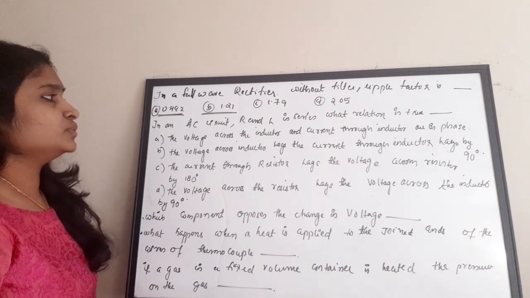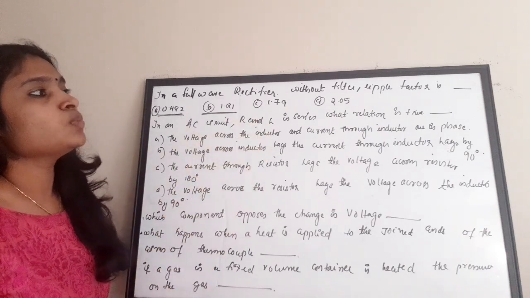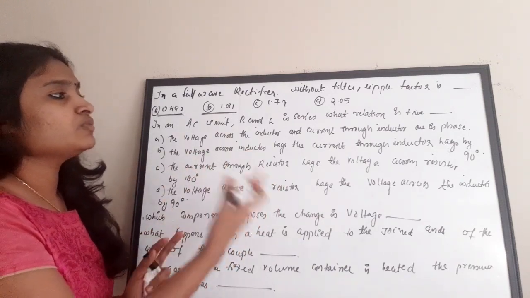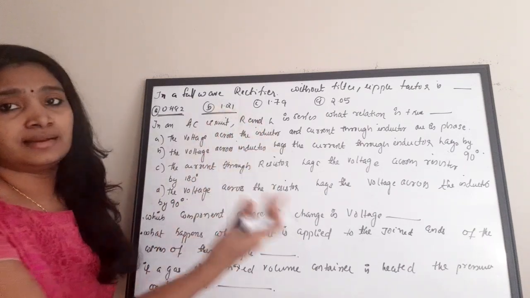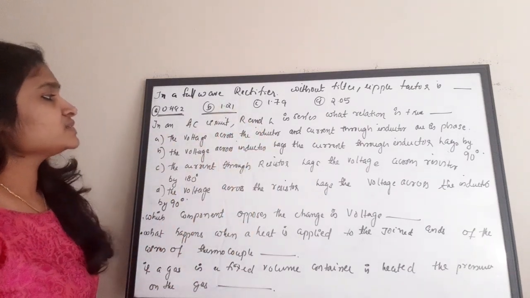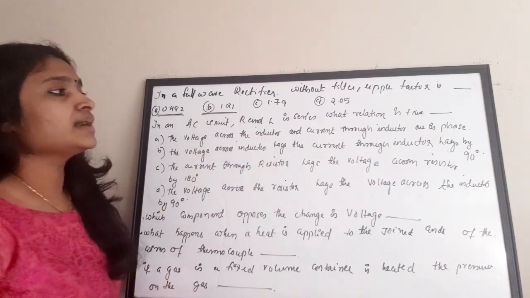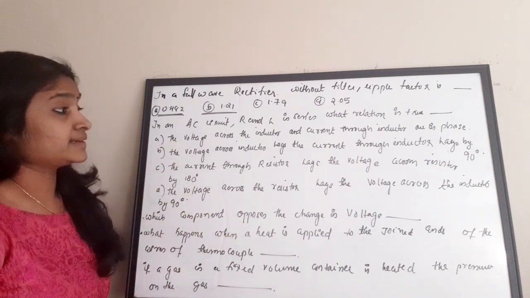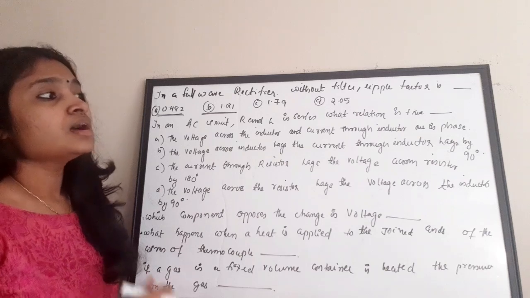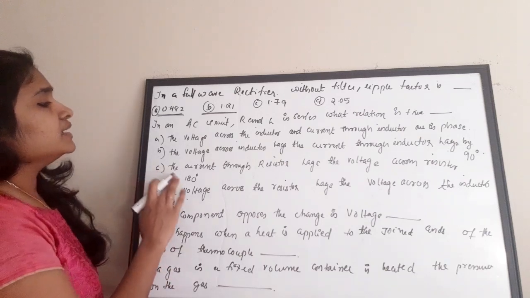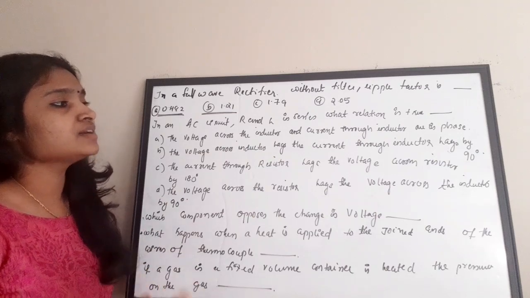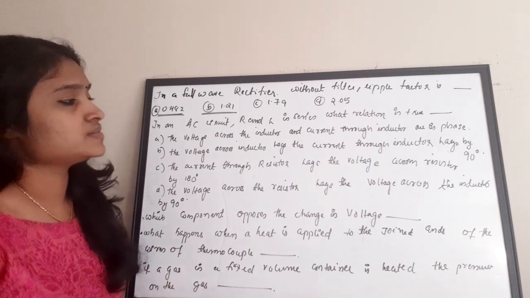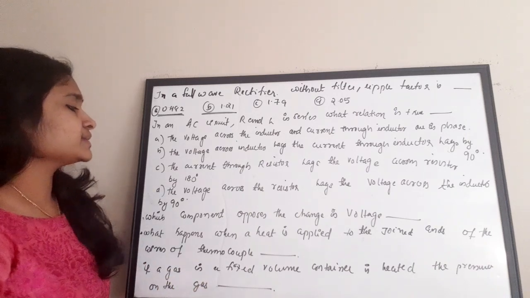In an AC circuit, R and L are in series, what relation is true? Okay, so this question is about the relation between the voltage and the current in R and L. Let me read the options. Option A, the voltage across the inductor and the current through the inductor are in phase. Option B, the voltage across the inductor lags the current through the inductor by 90 degree. C, the current through the resistor lags the voltage across the resistor by 180 degree. Option D, the voltage across the resistor lags the voltage across the inductor by 90 degree.